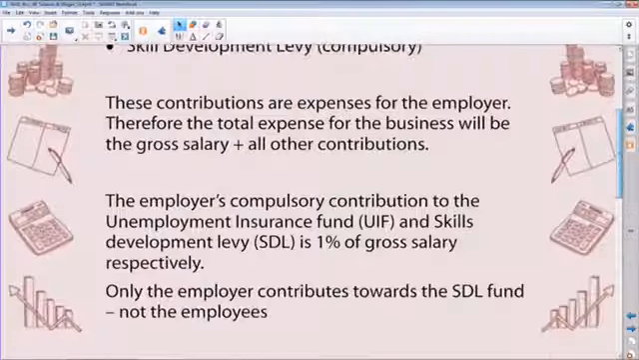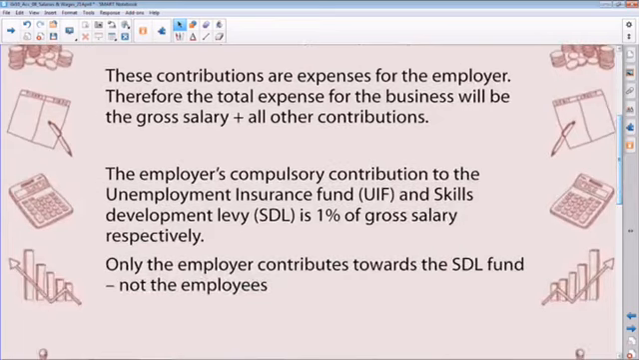Now, these contributions, I want to emphasize the UIF and the SDL. As you can see, let's underline it quickly. The UIF and the SDL will always be at 1%. Now, remember this, guys. If I don't give you a percentage in your exam or in a project, know that you need to use 1% for the contribution and 1% for the deduction. But let's jump into the information to complete a wage journal.